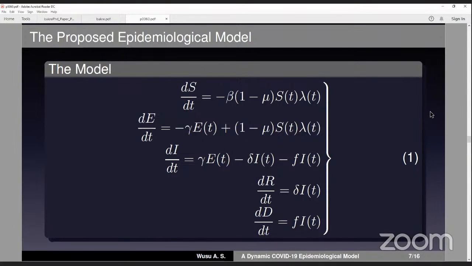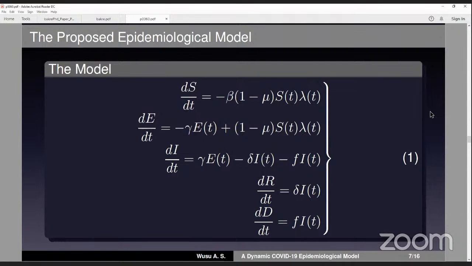If you look at the model, sir, you will see the parameter mu in the first equation. That is the measurement of the effectiveness of the 3 control policies currently in place in Nigeria. And what are the 3 control policies? Hand washing, use of nose mask, and social distancing.